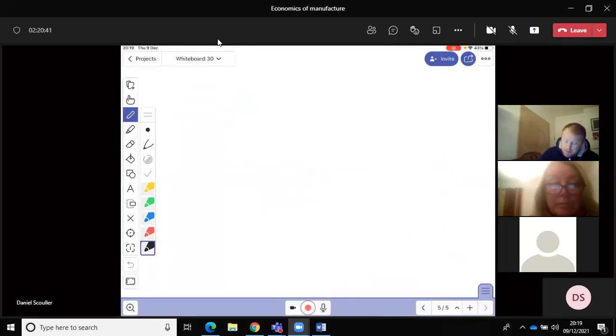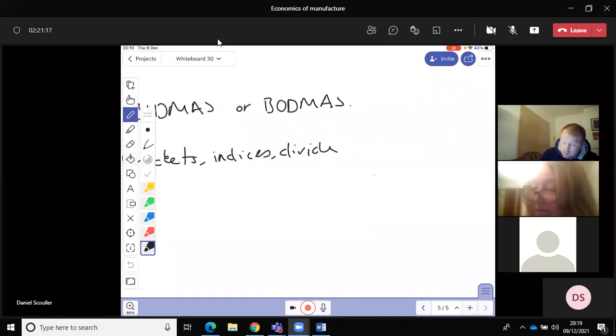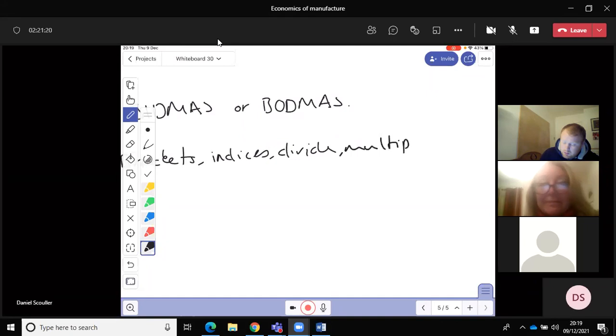Okay. BIDMAS, or BODMAS. Same thing, just two different words, where the I and O changes around. One means index, one means orders. Effectively, that's just your squares. So: brackets, indices, divide, multiplication, add and subtract.